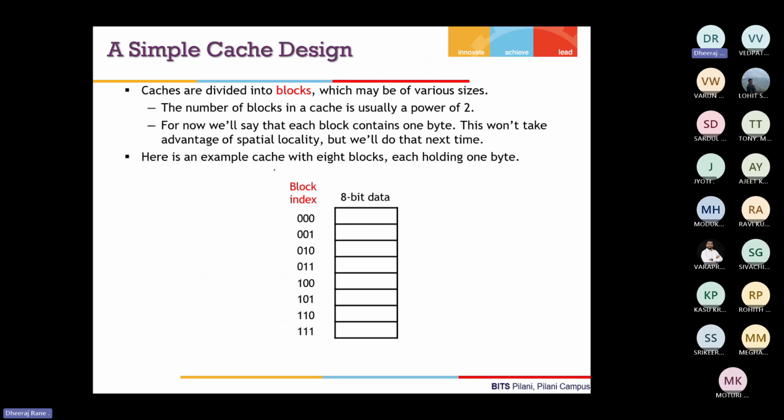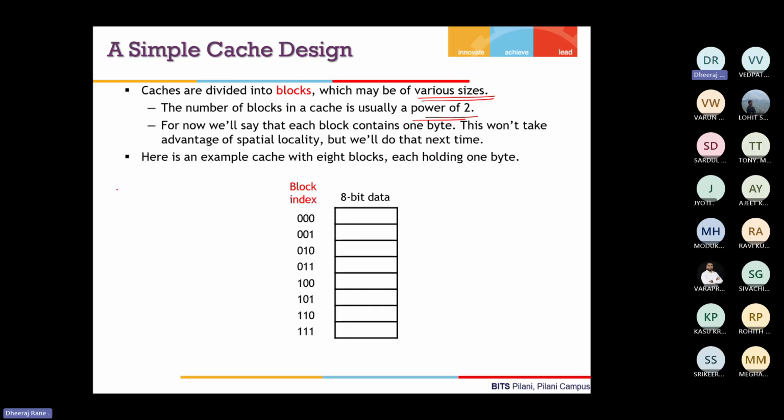So we will see a basic design, and then we'll be moving up to the rest of the thing. Okay. So just have a look. The cache is divided into blocks, which may be of various sizes. The number of blocks is usually a power of 2. That's quite obvious. Okay. And right now we will defer discussing the difference between byte and bit, so at a later stage we will encounter it.